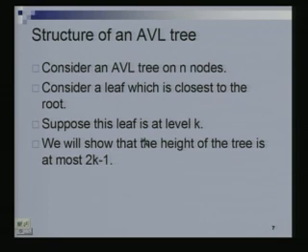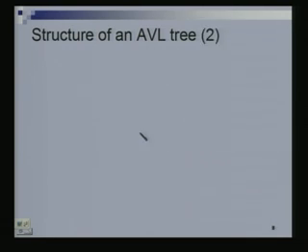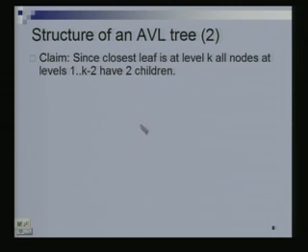Okay, so we just argued that if the closest leaf is at level k, then the height of the tree is no more than 2k minus 1. That is the largest possible height the tree can have. Now let us make another claim. If the closest leaf is at level k, then all nodes at levels 1 through k minus 2 have 2 children in them.